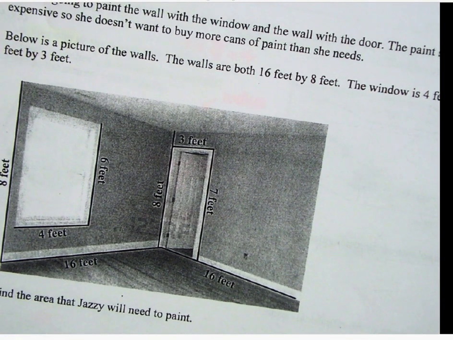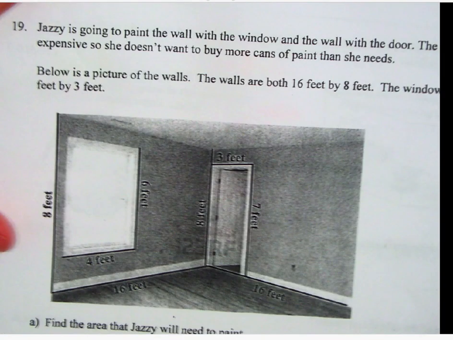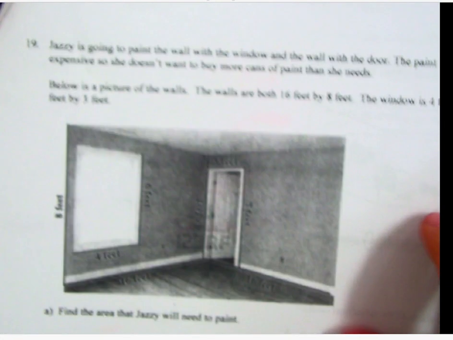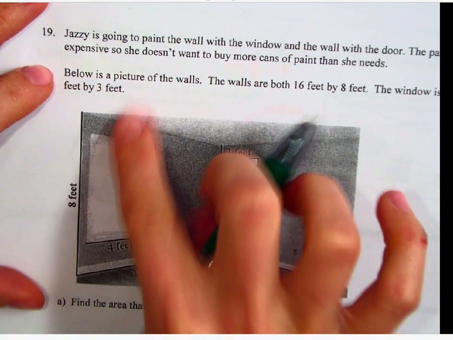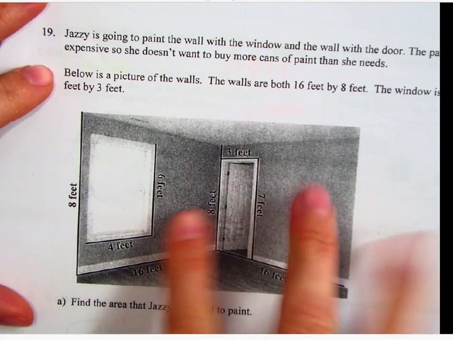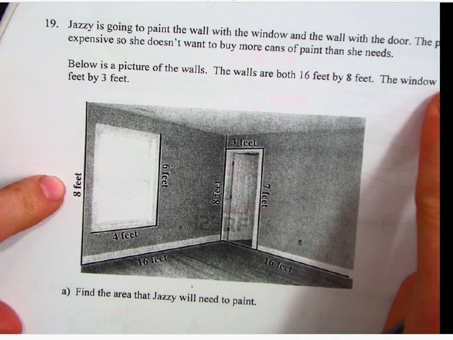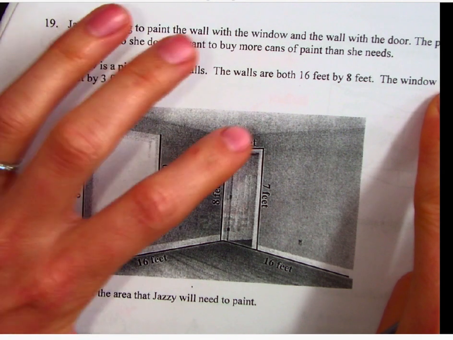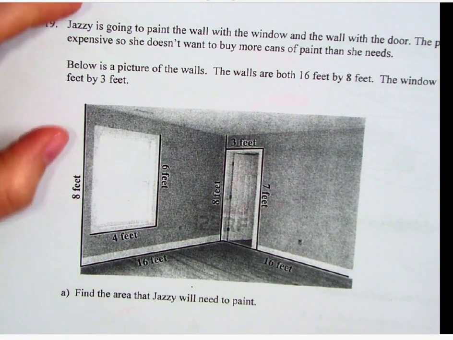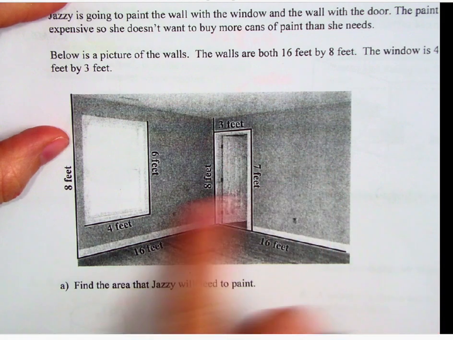For number 19, we have walls that are going to be painted. We want to paint 2 walls, it looks like. The walls are both 16 by 8, the window is 4 by 6, and the door is 7 by 3. We want to find the area that Jazzy wants to paint on the walls.